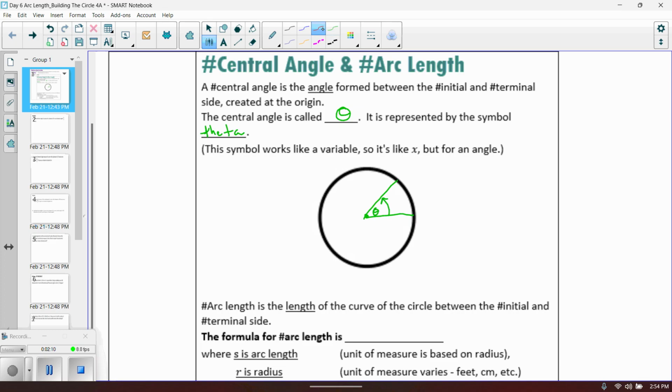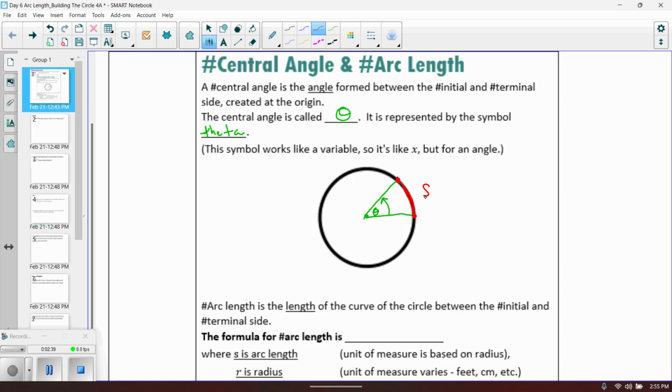The arc length is the length which goes from where the two radii hit the outside of the circle here. The arc length goes around the outside of the circle here in red. And we label that arc length S. I do not know exactly where the S specifically comes from, but that's what they call the arc length.